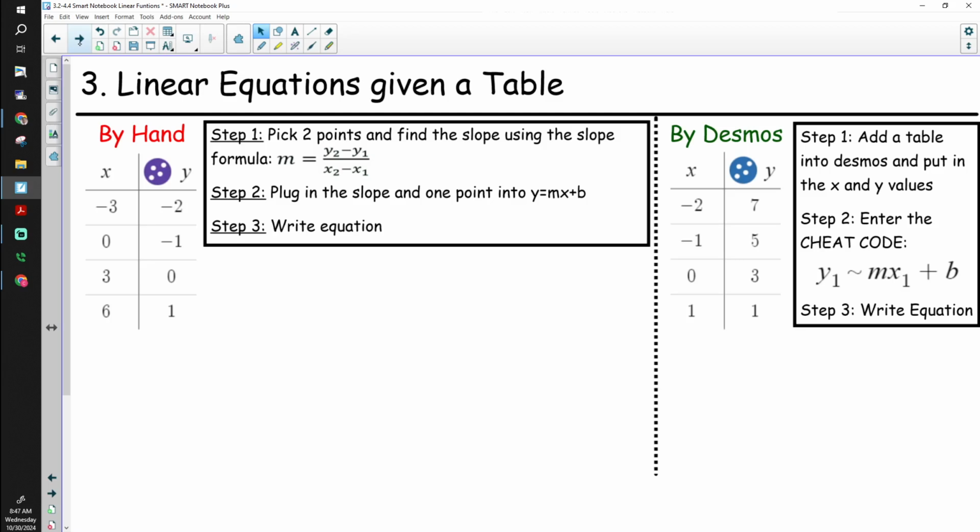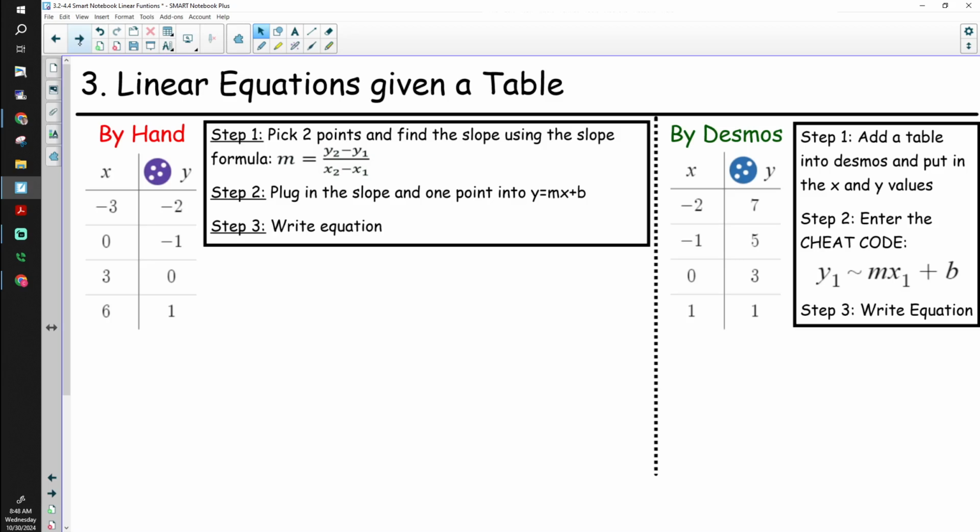So we graphed them. We wrote the equation of them, given the graph. Now, we need to write the equation given a table. We're going to do it once by hand. We're going to do it once with Desmos. Are you ready for this? This is the first time where you're going to see Desmos makes life a lot easier.